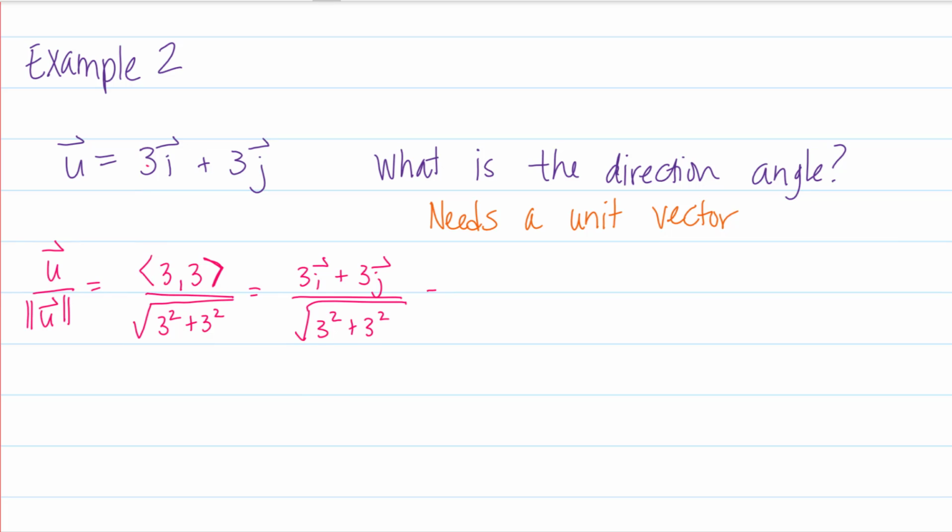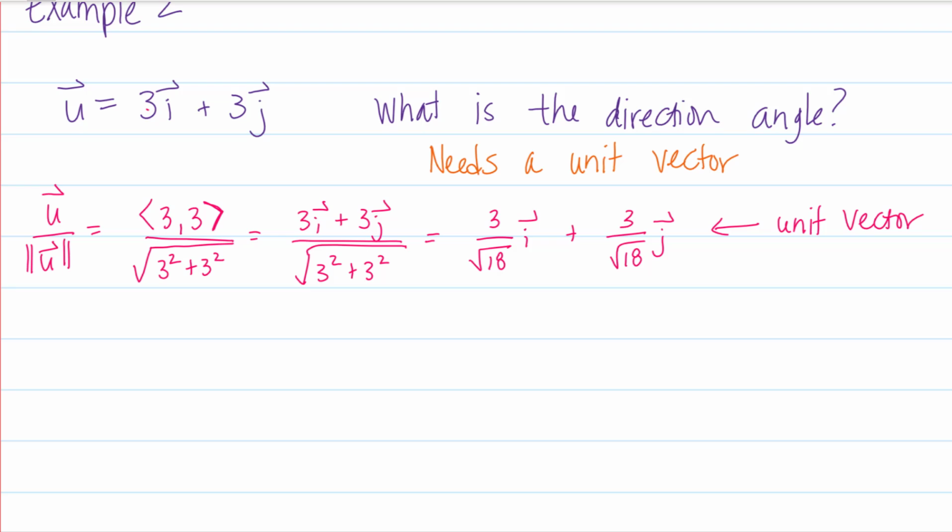So what do we have? Well, 9 plus 9 is 18, so that denominator is the square root of 18. So I'm going to say 3 over the square root of 18 i plus 3 over the square root of 18 j. So this is a unit vector, which means it is on the unit circle.